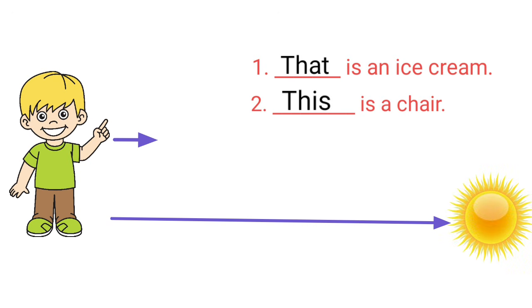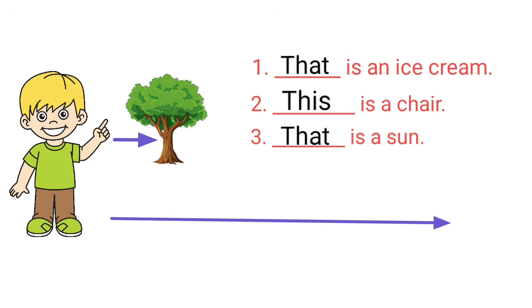Number 3, dash is a sun. Now tell me, is the sun nearby or far away? Yes, it's far away. So what should we use? Yes, that is a sun.